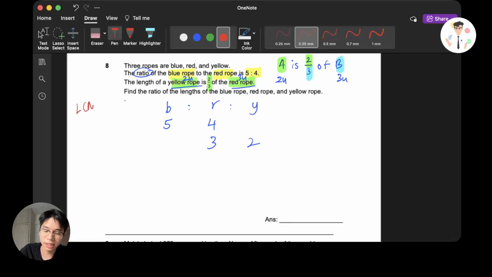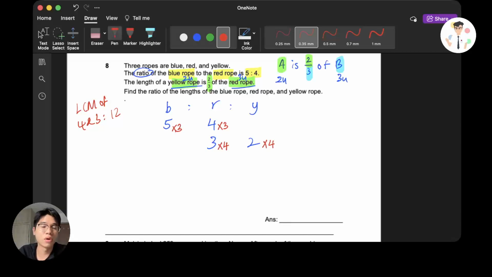What's the LCM of 4 and 3? 12, right? So look at here very carefully. Here is supposed to be times 3. Here is supposed to be times 4. But if you times 3 here, you are supposed to times 3 here. If you're supposed to times 4 here, you times 4 here.